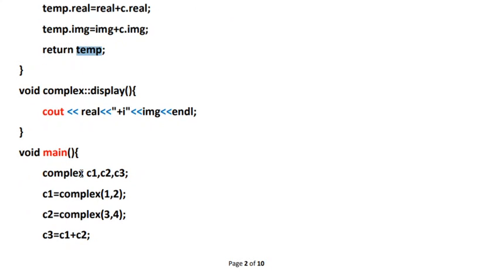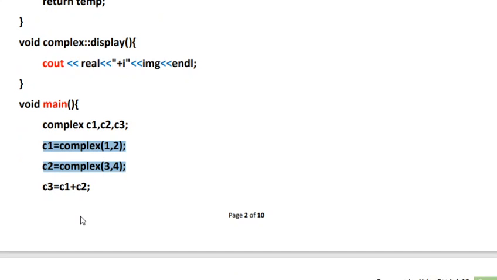Now just see here, I have declared three complex variables, c1, c2, and c3. So I made an explicit call to the constructor. Now just see c1 equals complex(1, 2). This is an explicit call to the constructor, right? c2 equals complex(3, 4). This is an explicit call to the constructor. So 1 will be initialized to the real part, and 2 will be initialized to the imaginary part of c1. 3 will be initialized to the real part of c2, and 4 will be initialized to the imaginary part of c2, right?